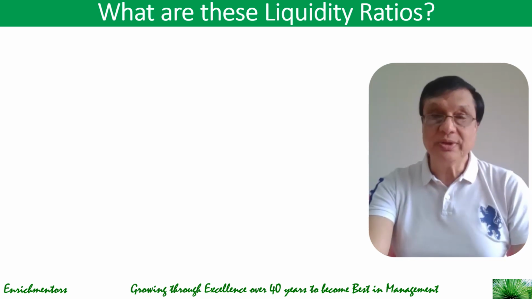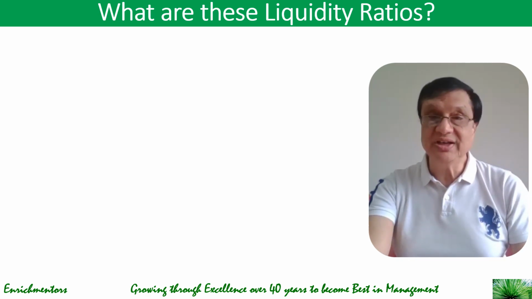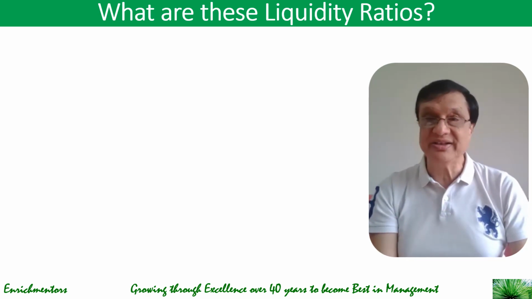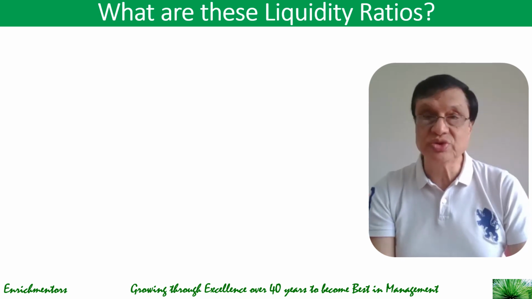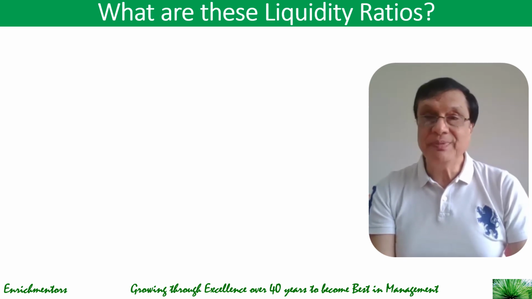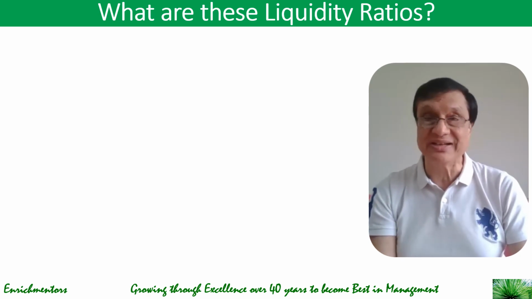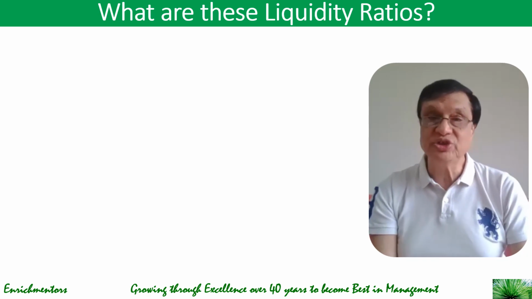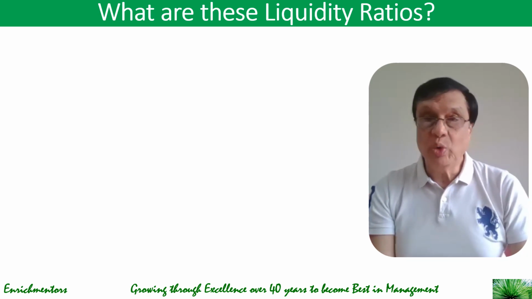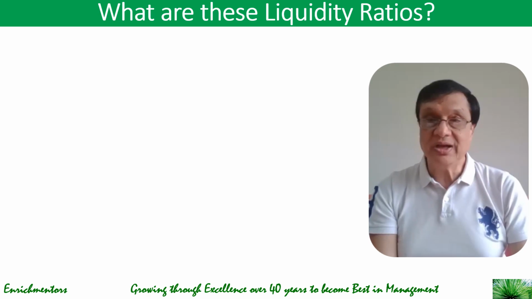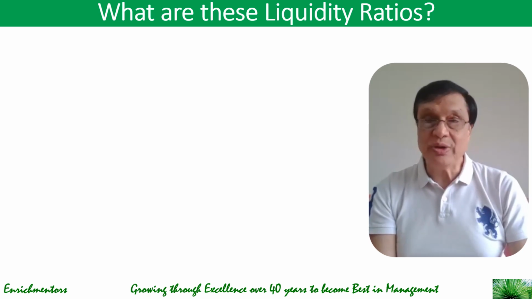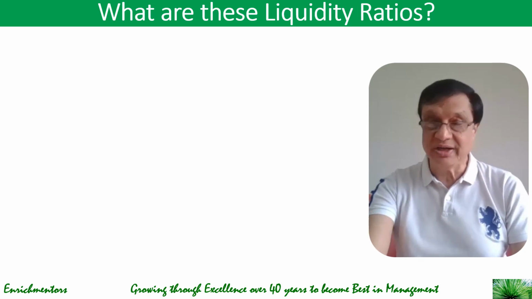So, first let's look at the liquidity ratios. Liquidity ratios are financial metrics that are used to determine a company's ability to meet its short-term obligations using its most liquid assets. So, the important thing: using most liquid assets, how can you meet the short-term obligations? Now, what are the common ratios? They are the current ratio and the quick ratio.